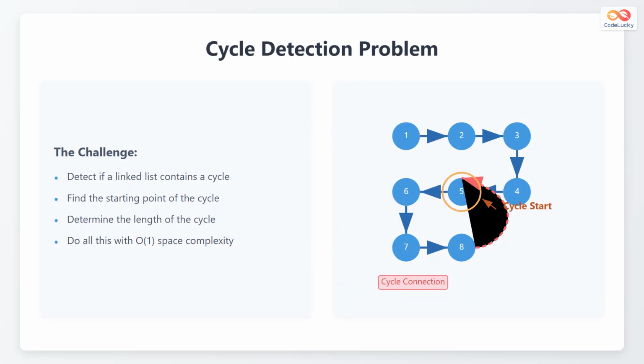Let's define the problem we are trying to solve. The cycle detection problem involves determining whether a linked list contains a cycle, finding the starting point of that cycle, and determining the length of the cycle. The main challenge is to accomplish all of this using only constant extra space, denoted as O(1) space complexity.